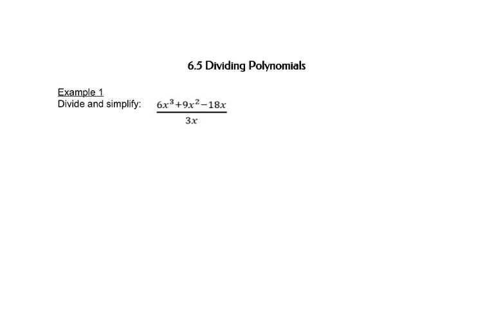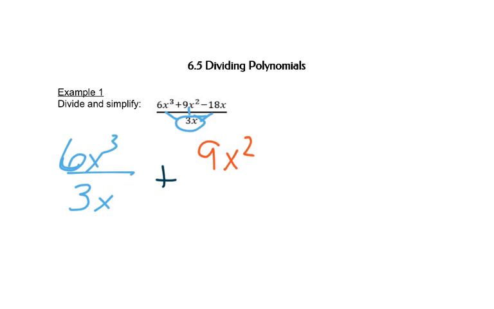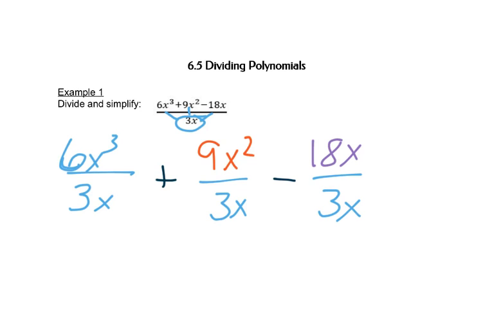Now let's look at what happens when we have more than a monomial on top. This 3x on the bottom has to be, it's sort of like distributing, but put to each of the items on the top, each of the terms on the top. So we'll take this 6x to the third, and we're going to divide by 3x, plus, and then we'll have this 9x to the second, and we'll divide it by 3x. We'll keep the minus in between them. And then we'll have 18x, and it has to be divided by 3x.